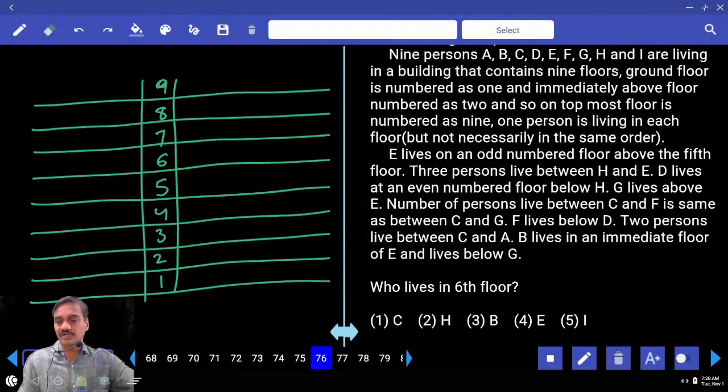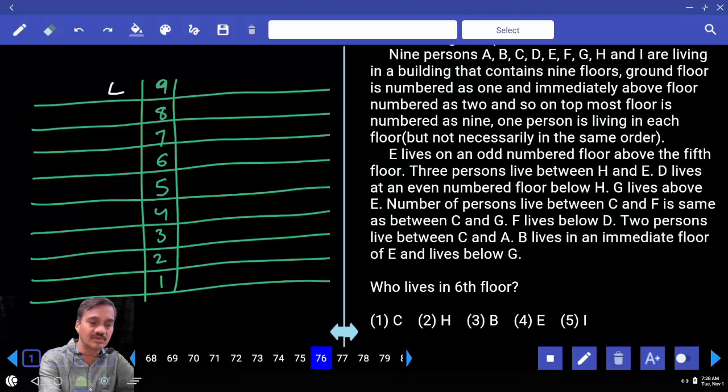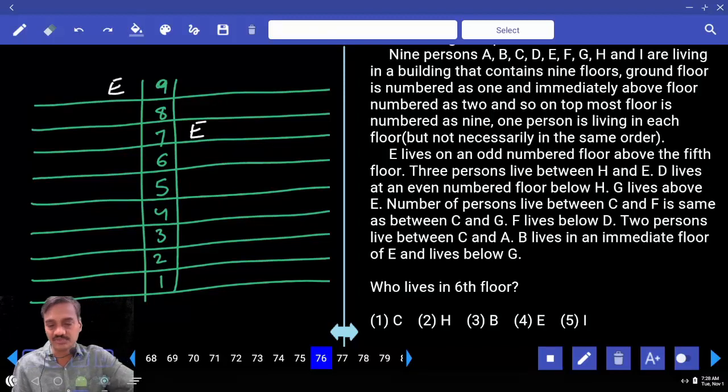Then E lives on an odd number floor above the 5th floor. E lives on an odd number floor above which floor? Above 5th floor. కనుక ఈ పాసిబిలిటీస్ ఎక్కడ ఉన్నాయి చెప్పండి? E can be on the 9th floor or E can be on the 7th floor. And so many possibilities we have? 2 different possibilities. And there are 3 persons between H and E.